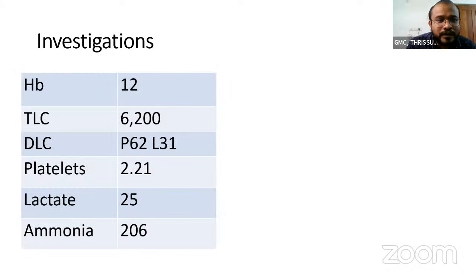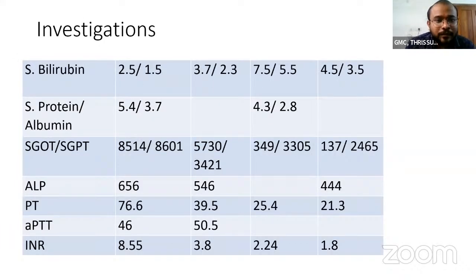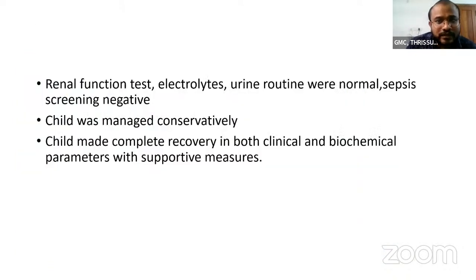Investigations showed hemoglobin at 12 and total count of 6,200, ammonia was elevated and lactate was 25. Platelet was normal. Bilirubin was 2.5 and direct 1.5, with increased SGOT and SGPT of 8,500 and 8,600 at the time of admission, gradually decreasing over the days. Other systems like electrolytes and urine routine were normal. Sepsis screening was negative. Child was managed conservatively, and he made a complete recovery in both clinical and lab parameters with supportive measures.